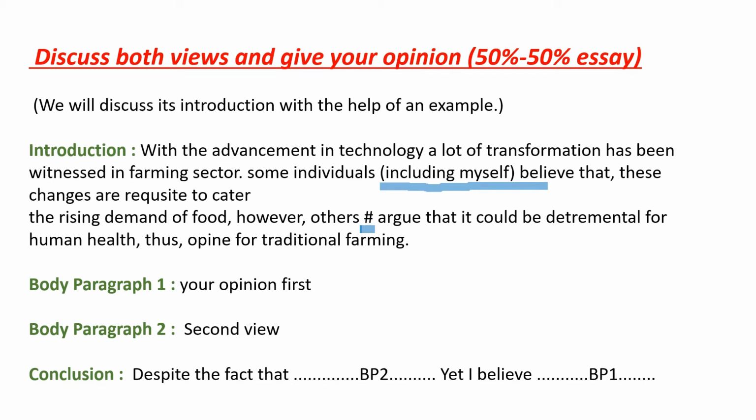And in the conclusion, you write it in such a way that, despite the fact that, after writing these words, you will give the overview of body paragraph 2, and after that, yet I believe, giving the overview of body paragraph 1. So this is the way how to write 50-50% essays.